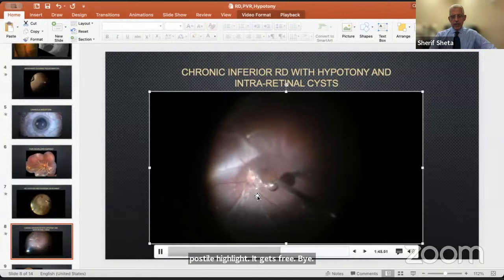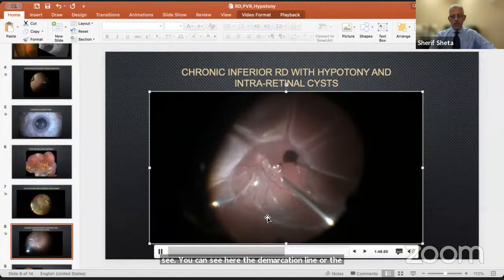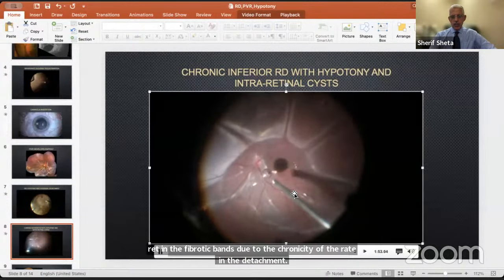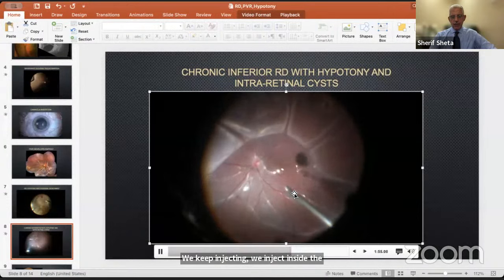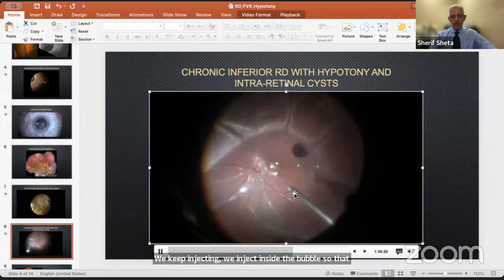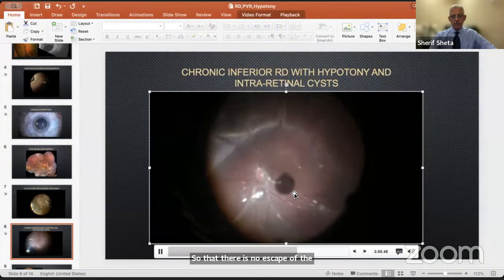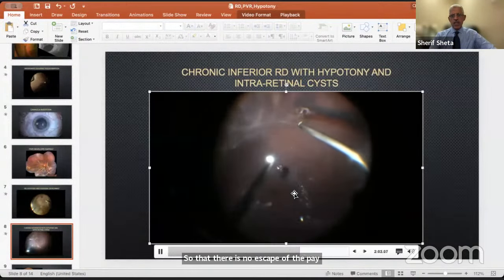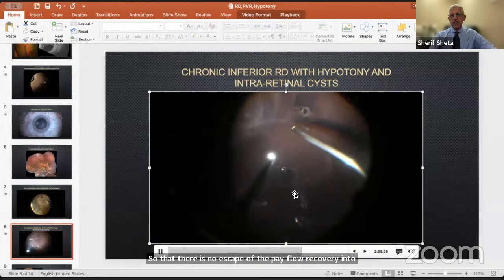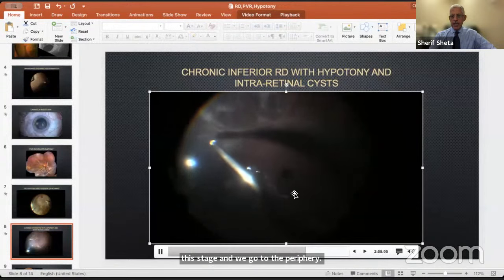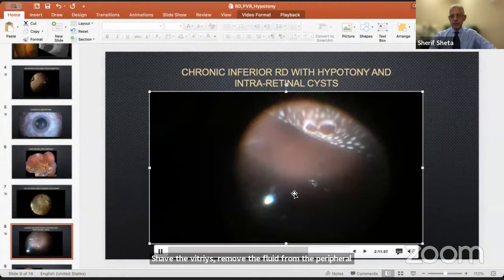You can see here the demarcation line of the subretinal fibrotic bands due to the chronicity of the retinal detachment. We keep injecting inside the bubble so as not to make fish egg formation or bubbles, so that there is no escape of the perfluorocarbon into the subretinal space. After that, we stop at this stage and go to the periphery, shave the vitreous base, remove the fluid from the peripheral break, and then we continue injecting perfluorocarbon.